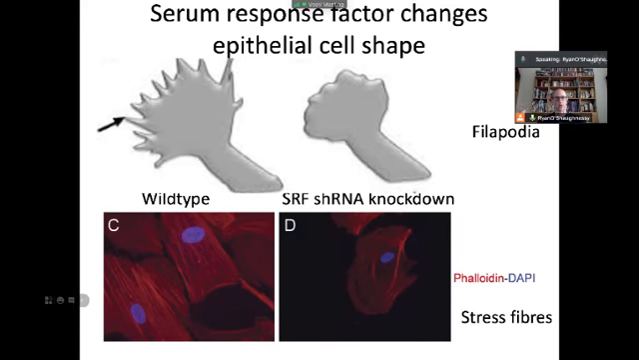So therefore, without serum response factor, we can't produce those cells that have terminal processes in them, and therefore the cells can continue to proliferate and grow.